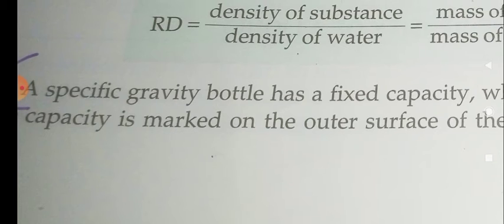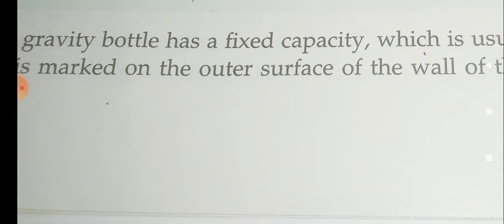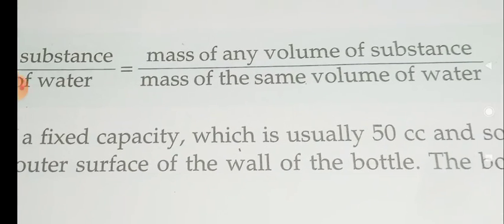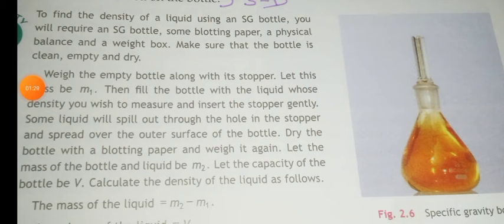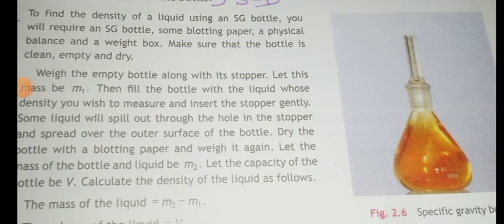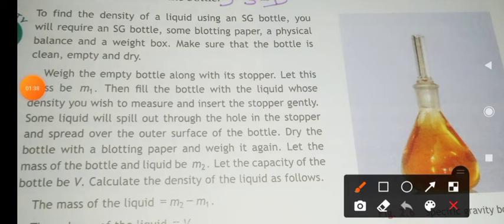Now let us discuss what a specific gravity bottle is. The specific gravity bottle has a fixed capacity, which is usually 50 cc and sometimes 25 cc, marked on the outer surface of the bottle. This is the specific gravity bottle. This bottle has a glass stopper. Are you able to see? This is the glass stopper with a thin hole in it.